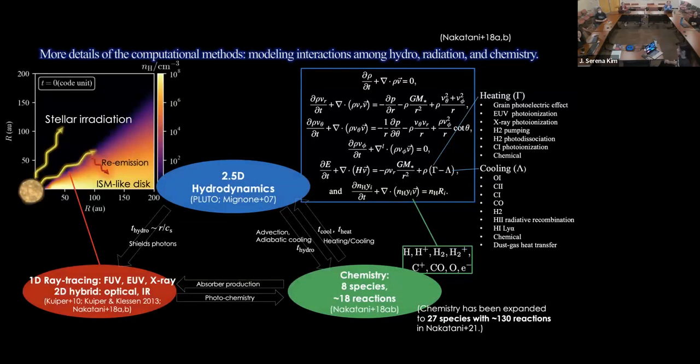So as for my model, this is the numerical setup. I placed an initially hydrostatic disk around a low mass star, and I solved the ray tracing for FUV, EUV, X-ray, and 2D hybrid radiative transfer for optical and IR wavelengths to calculate dust temperatures. This is coupled with hydrodynamics and reduced chemistry. In this model, I only use 8 species and 18 reactions, so quite reduced, though now it's much expanded. But anyhow, I'm going to talk about this very reduced model for today.